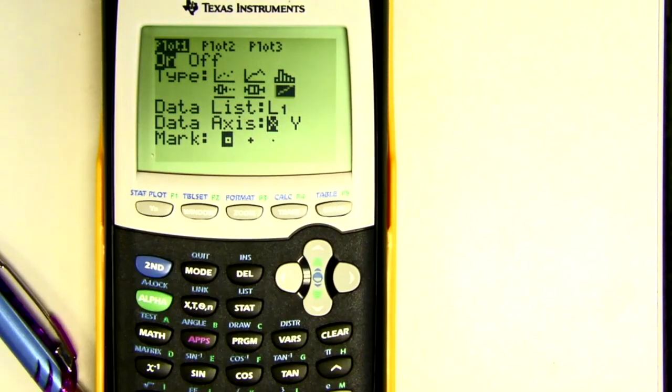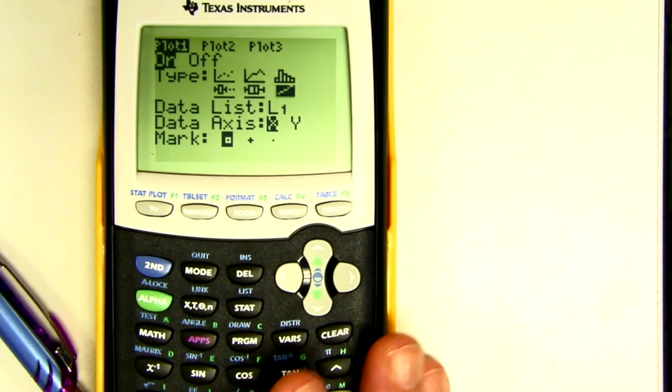Once you have that all entered, you can hit the graph button. You might have to zoom it, but you will be able to see your normal probability plot from there.